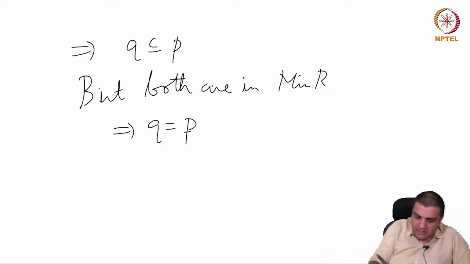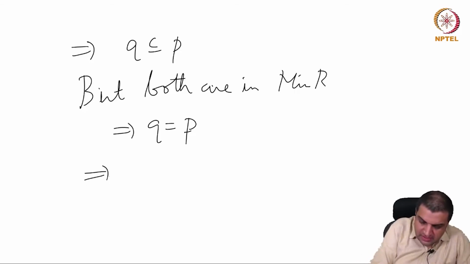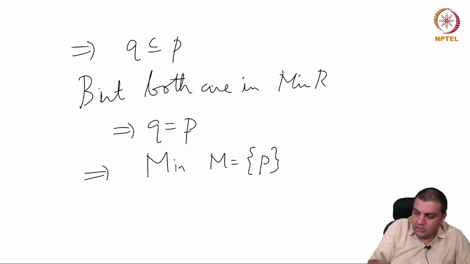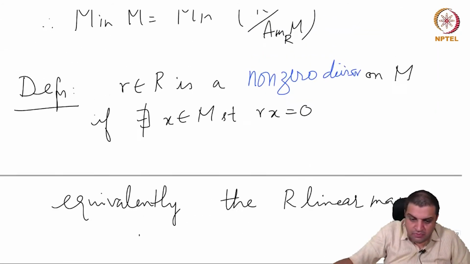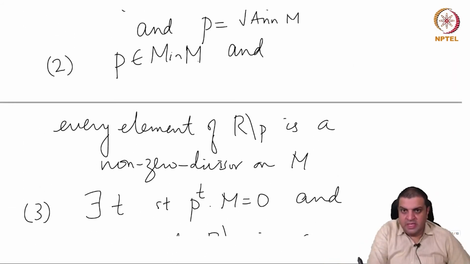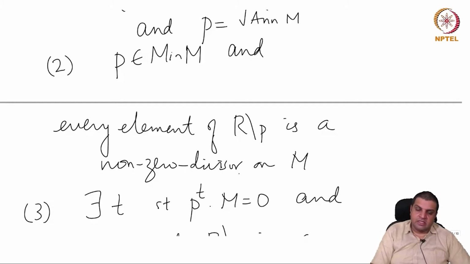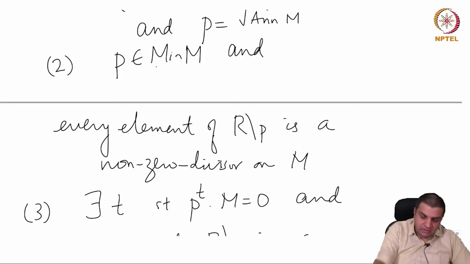So what does it say? This one says that min of M is a singleton set P. So from these two statements together, that P is a minimal prime and every element outside P is a non-zero divisor, what we concluded is that the set of minimal primes over M is a singleton set containing just P.